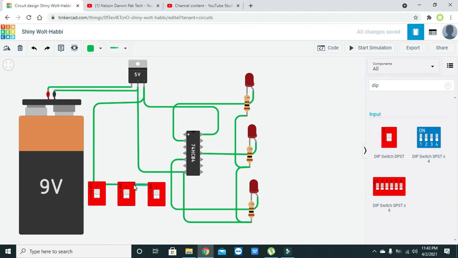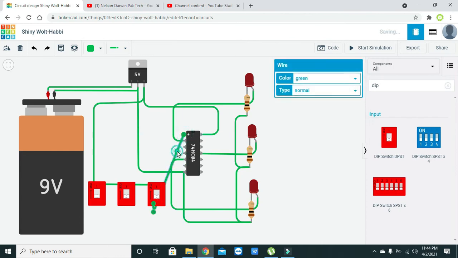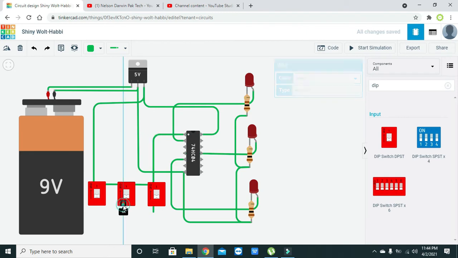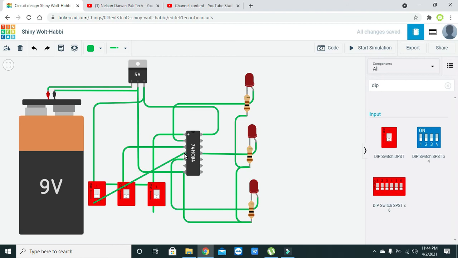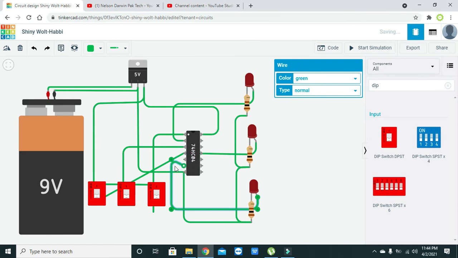Now all the top terminals of the DIP switches are connected with each other. Now the lower terminals must be connected with input 1, this with input 2, and this with input 3. Sorry, we have connected it wrong. This wire must be connected with output 3 rather than input. LEDs must be connected with the outputs.